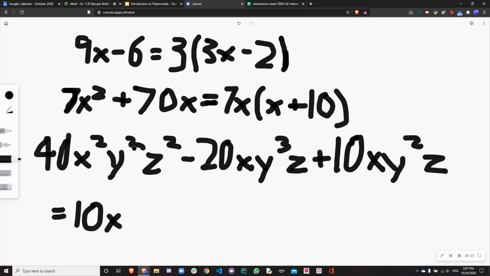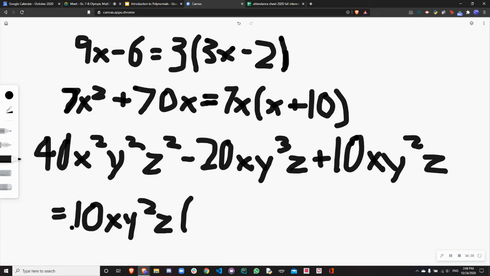We have y squared over here. Here we have y cubed. Here we also have a y squared. So you can see the smallest exponent of y is 2. So we can factor out a y squared. Let's look at z. So we have z squared over here. We have a singular z here, and also another singular z for this term. So you can see that the smallest exponent would be 1. So that means we can only factor out a z, not a z squared.